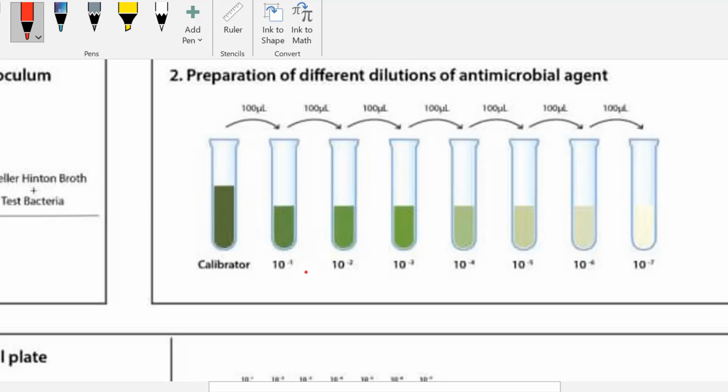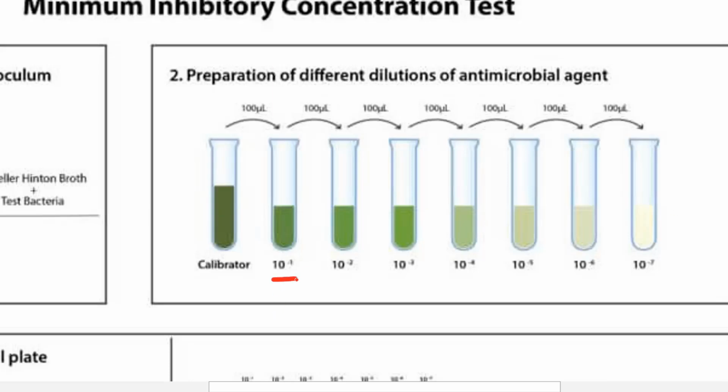1 is to 10 serial dilution. We take 10 raised to the power minus 1, minus 2, like that, up to 10 to the power minus 8 or minus 9, 10, whatever you can take. Each time you take 100 microliter from the stock and 900 microliter of the dissolving solution, water or ethanol, whatever may be the solution in which you dissolve the antimicrobial agent.